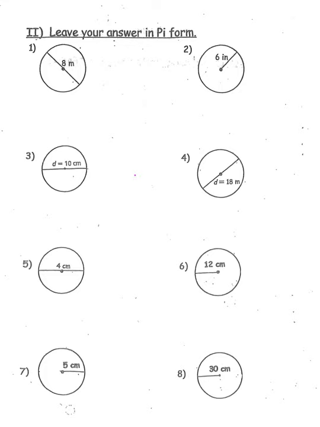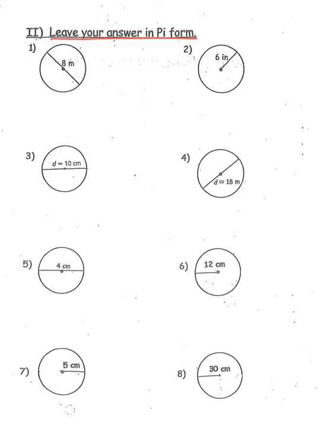Welcome to page 8 of the circle packet. This is the final page in this packet, and you will be finding the area of each of these circles. However, in this particular case, you're going to find the area, but leave your answers in pi form.